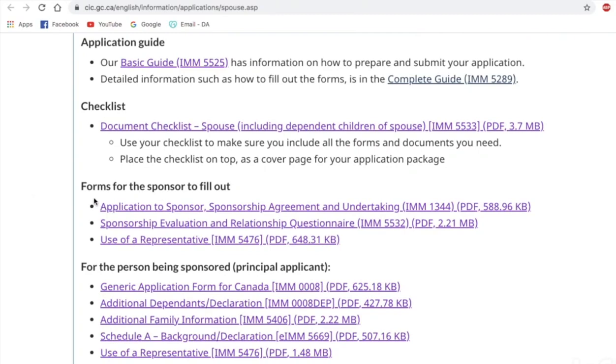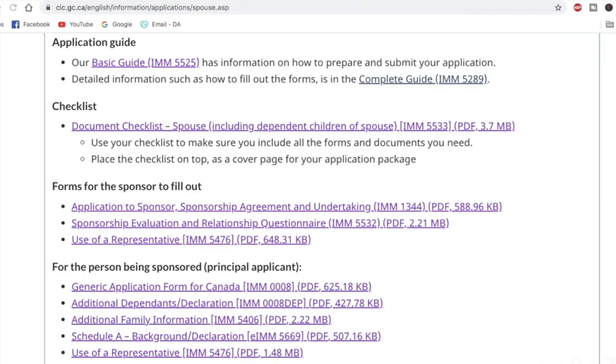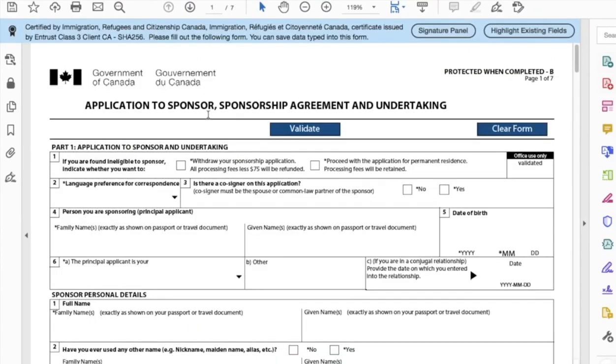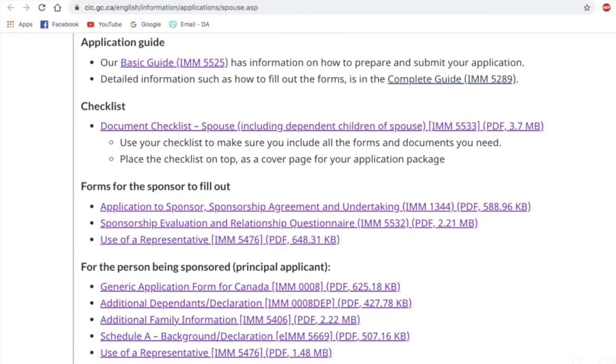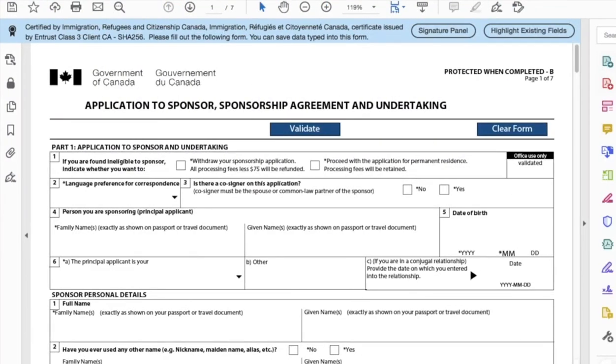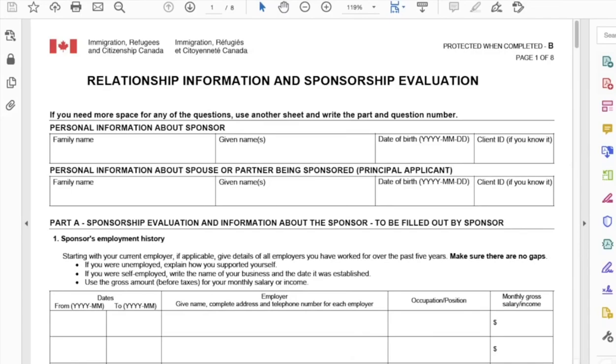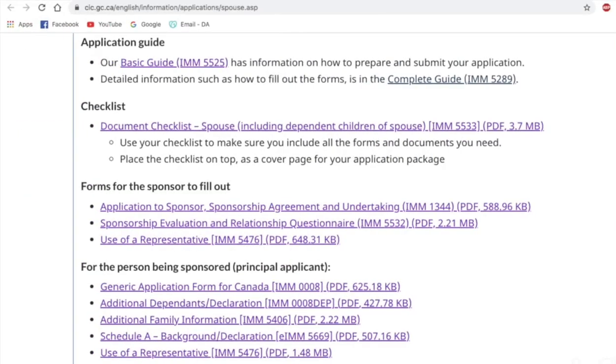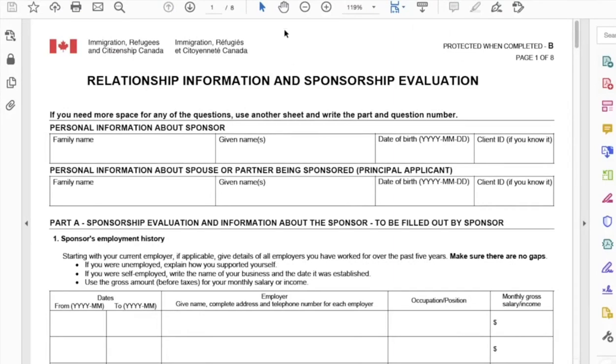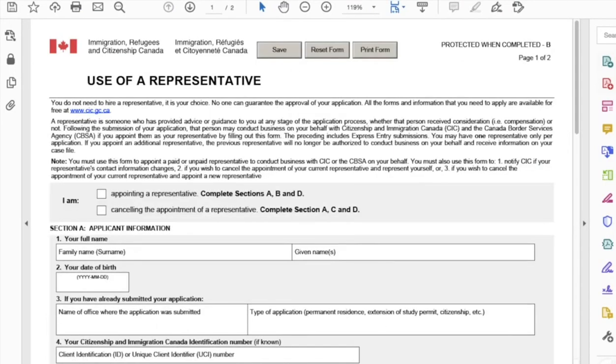These three forms are for the sponsor. So let's say the husband is the sponsor and the wife is living in India. All these forms would be for the sponsor to fill out. I've downloaded them already. So we have IMM 1344 here, then after that IMM 5532, and then after that IMM 5476. I have those as well.